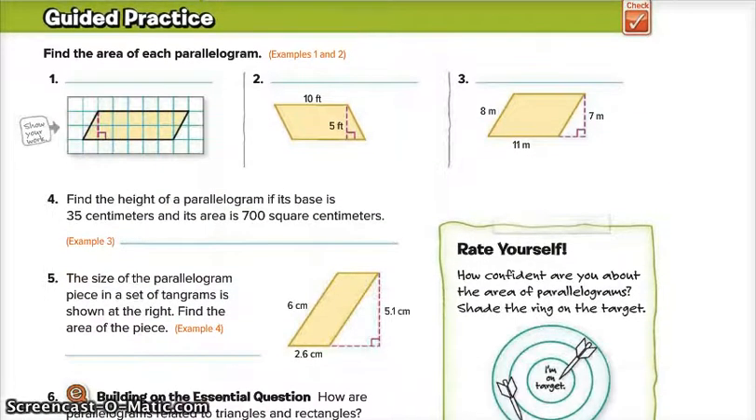Jumping down to the guided practice, go ahead and answer questions 1 through 5. Make sure you're reading the directions for each piece so that you are doing the correct process and finding your correct answer. Remember that you should be using your formula sheet for any of your practice questions that you are doing because that's going to help you be successful in the end.